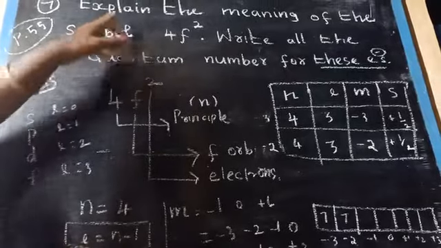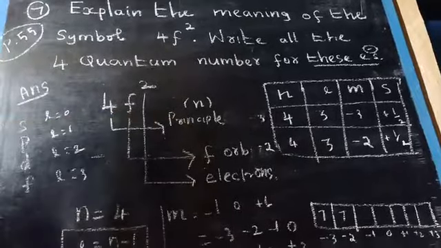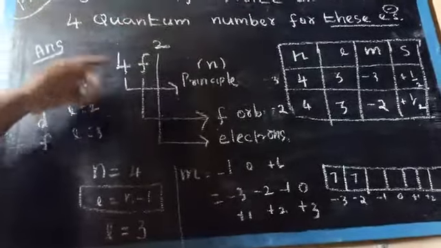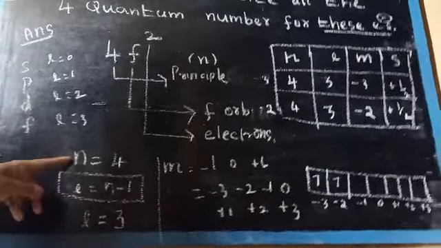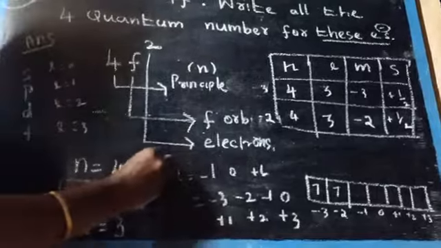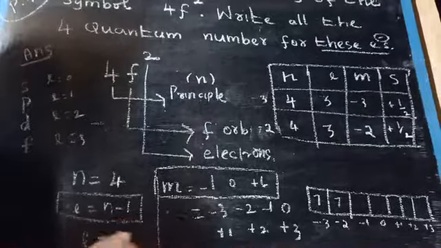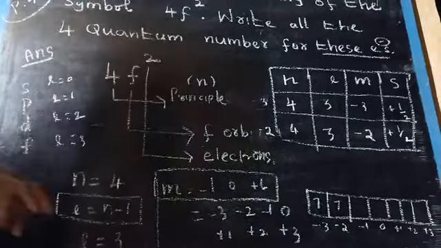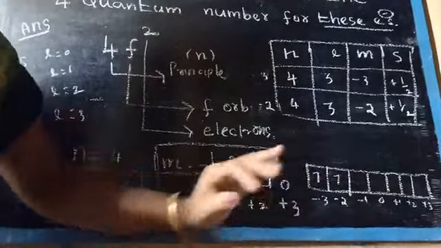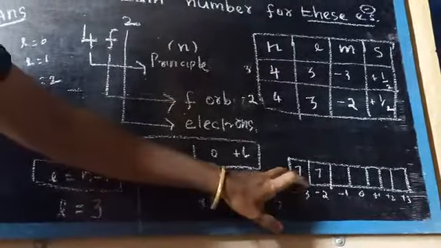Once again I will explain the meaning of 4f2. 4 is denoted as the principal quantum number, f orbital, 2 electrons. Now write the quantum numbers: the n value; next the L value formula, n minus 1; next the m formula, minus L, 0, plus L; next the S formula, plus half or minus half. So there are only 2 values. Same spin is the half-filled plus half; again with pairing it is minus half. You know this very well. Next, write the 4 quantum numbers for these 2 electrons.